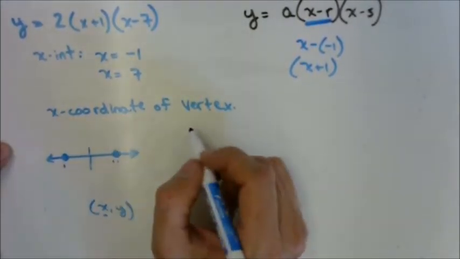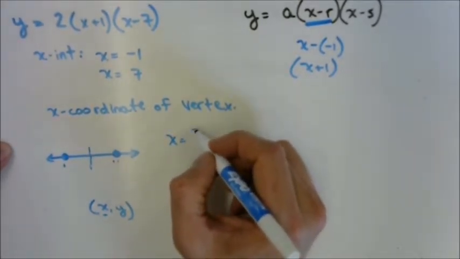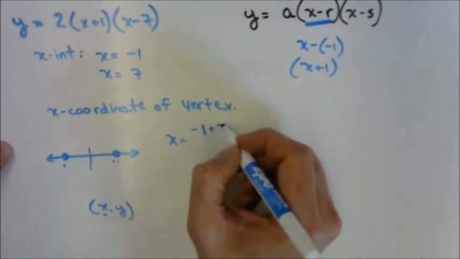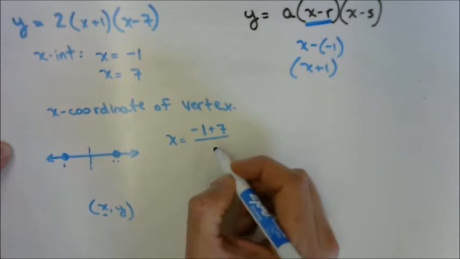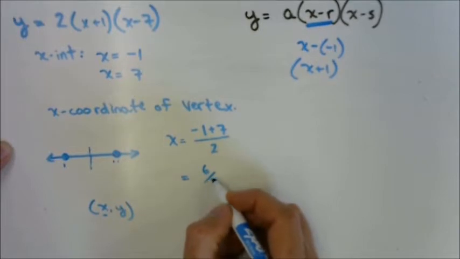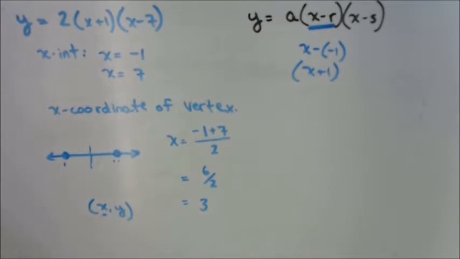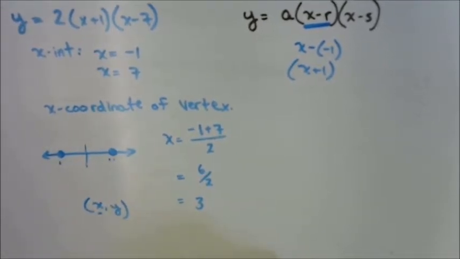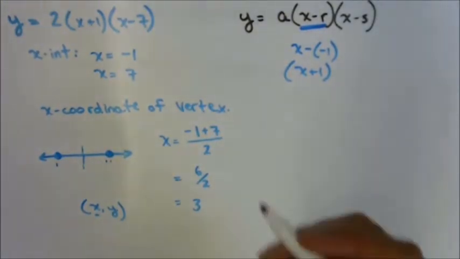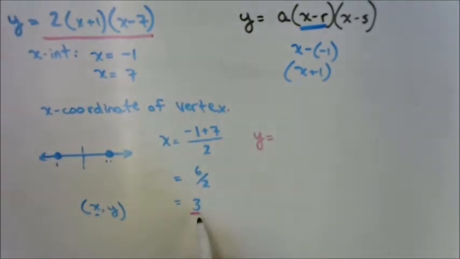So to find the x-coordinate of the vertex, x is going to be equal to our two x-intercepts added together, that's negative 1 plus 7, or 7 minus 1, divided by 2. That gets us 6 over 2, which is 3. So I don't know the exact point of my vertex, but I know that the x-coordinate is positive 3. Now, how do I find the y-coordinate that matches that x-coordinate? Substitute the x into the original equation. Very good. All I need to do is sub in x equals 3.